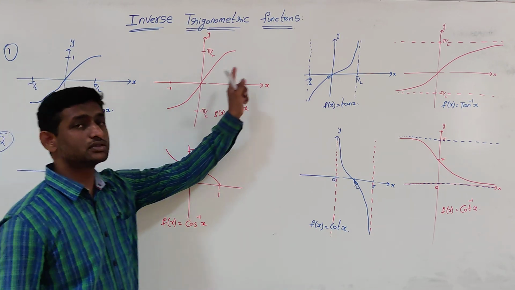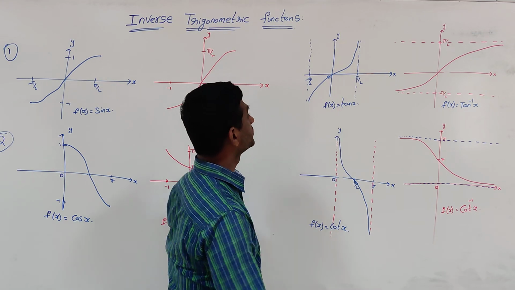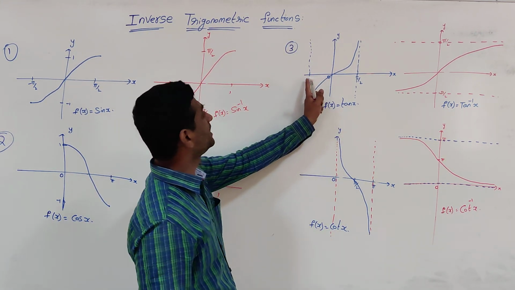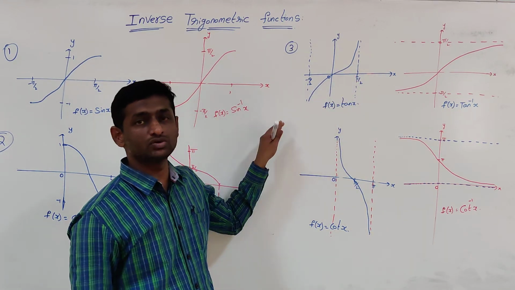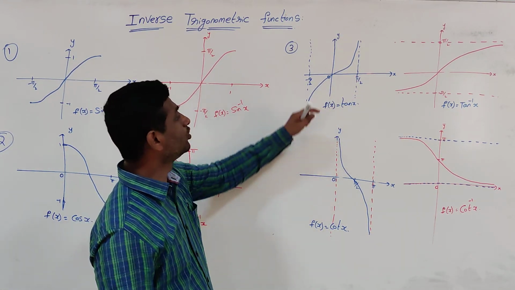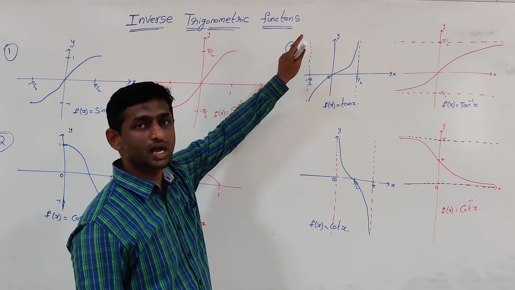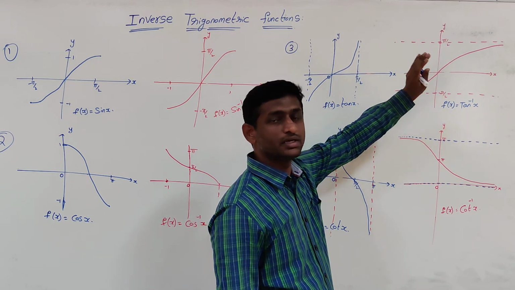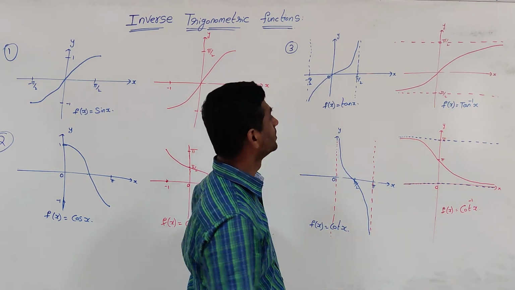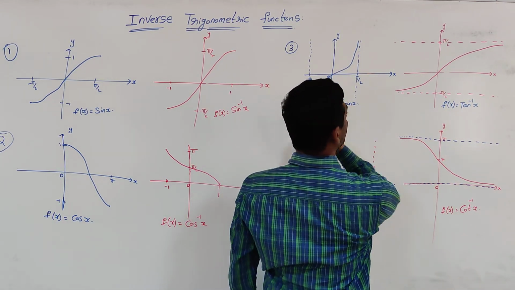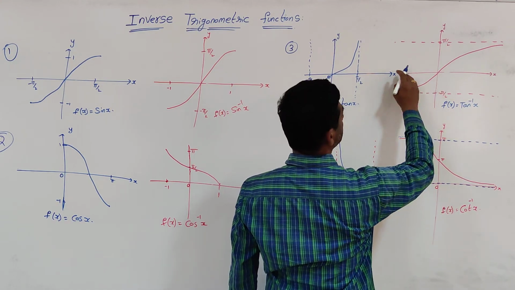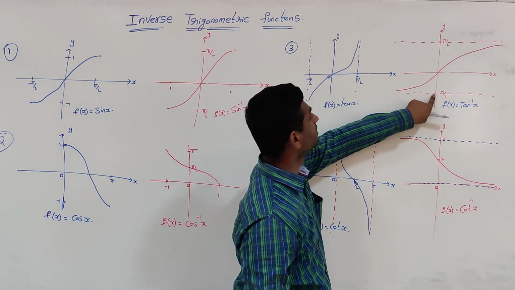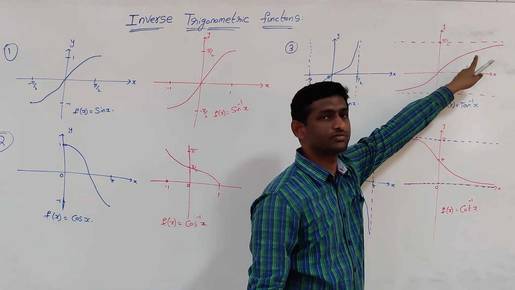Next, the trigonometric function tan. Third, the restricted domain is the open interval minus pi by 2 to pi by 2 on the x-axis, and the output will be R, all real numbers. And this is the inverse tangent function. The input is R, and the outputs will be the open interval minus pi by 2 to pi by 2, and this is the graph.